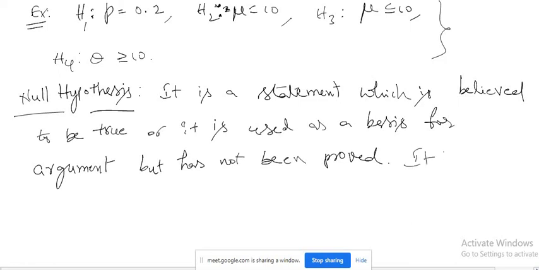It is denoted by H naught. So on an average students' attendance percentage is 60%.